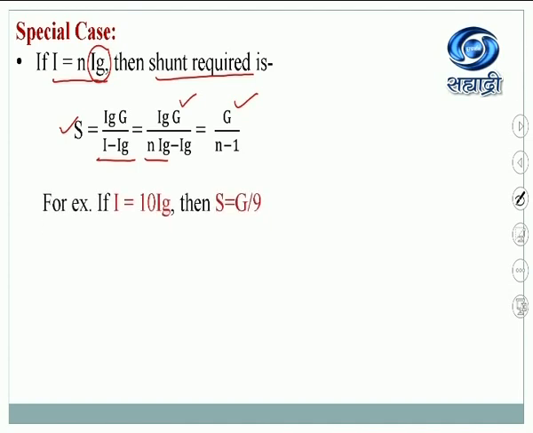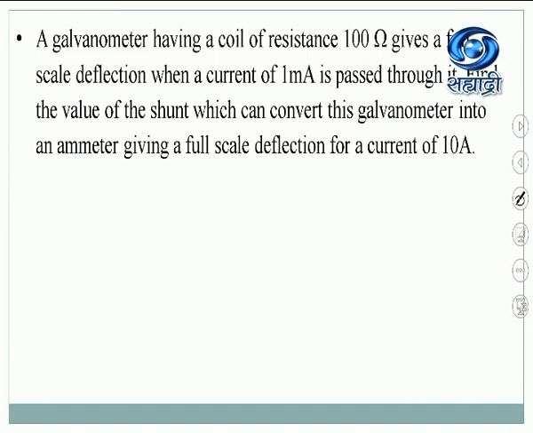What is the meaning of this? Suppose, for example, if I is equal to 10 times Ig, means what? I want to measure the maximum current I, which is 10 times the current flowing through the galvanometer. Then from the above equation we can write shunt required is G upon N minus 1, that is G upon 9. So this is the meaning of this equation S equal to G upon N minus 1. We shall solve one numerical on this.